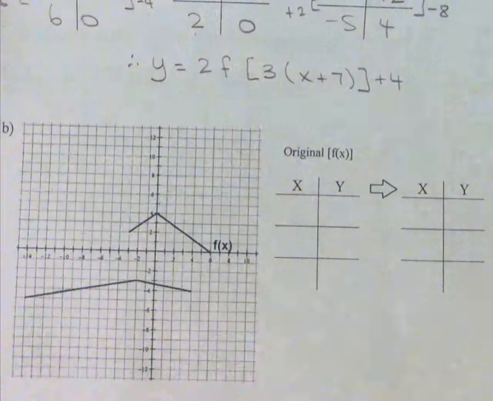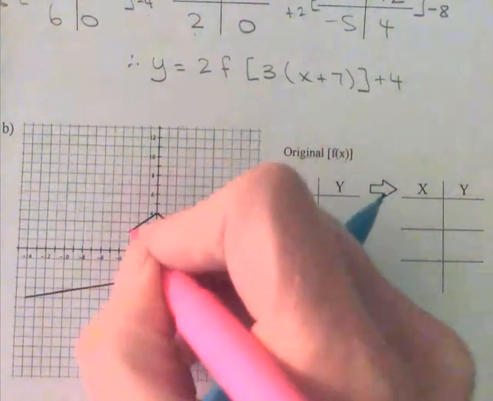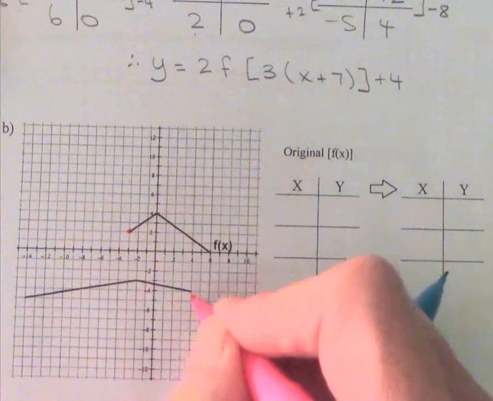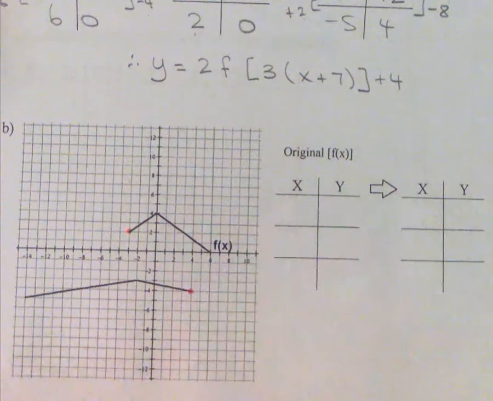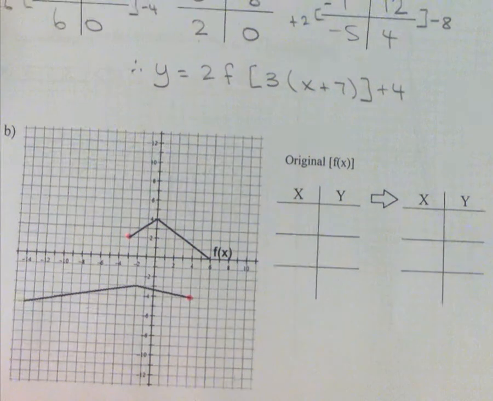Okay, let's look at this one. My original graph starts here, but this point gets mapped over here. So we have a little bit of a difference. They're not going in the same direction. So how does that look?